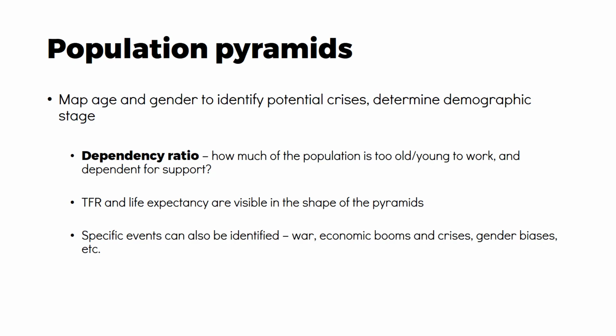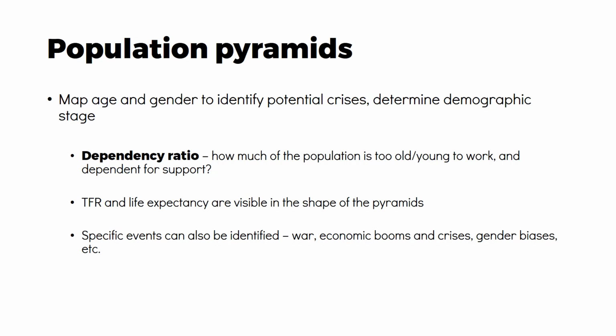What else can we learn about population besides density and growth rates? By mapping out population by age and gender in graphs, called population pyramids, we can identify not only the demographic stage, but other things as well. One key thing to identify is the dependency ratio. This shows how much of the population is too old or too young to work, and therefore dependent upon the rest for support.